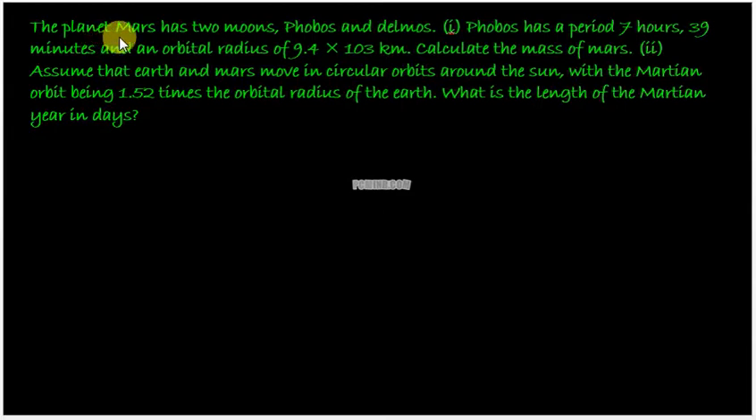So my question reads, the planet Mars has two moons, Phobos and Deimos. Phobos has a period of 7 hours 39 minutes and an orbital radius of 9.4 × 10^3 kilometers. Calculate the mass of Mars. And the second part says, assume that Earth and Mars move in circular orbits around the Sun, with the Martian orbit being 1.52 times the orbital radius of the Earth. What is the length of the Martian year in days?